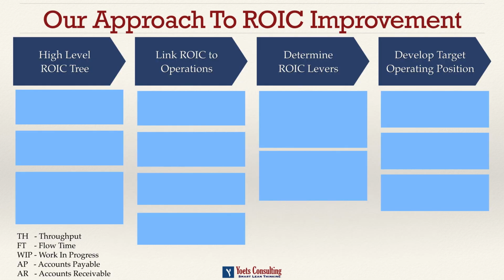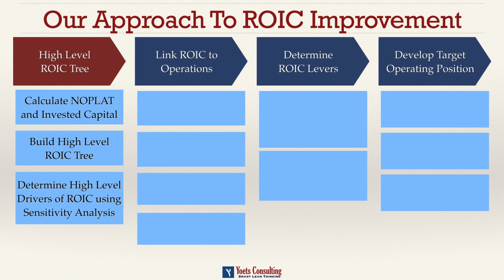So now let's talk about the approach to ROIC improvement. We have 4 simple phases. First of all, we develop a high-level ROIC tree, for just the financial part of it, at a very high level, and find out where the opportunities are. Is it on the revenue side, is it on the cost side, or is it on the balance sheet side, or is it in the inventory? Where exactly is the major problem lying? That will give us a sense as to where we are.